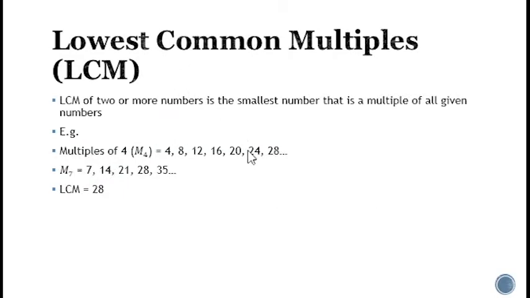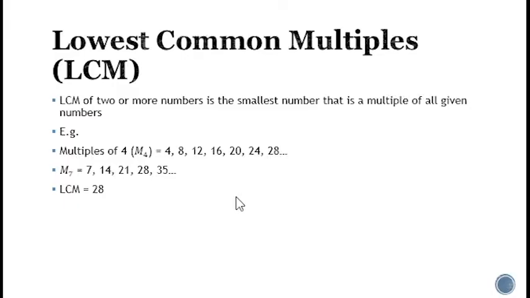Lowest common multiples. The LCM of 2 or more numbers is the smallest number that is a multiple of all given numbers. For example, multiples of 4 are 4, 8, 12, 16, 20, 24, 28, and so on. Multiples of 7 are 7, 14, 21, 28, 35, and so on. As you can see, there is a common number in both series of multiples, which is 28. Therefore, the lowest common multiple is 28.